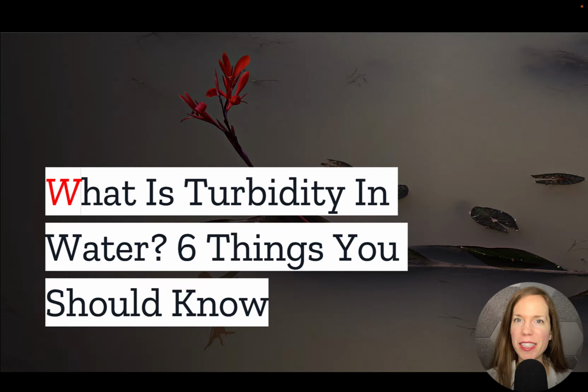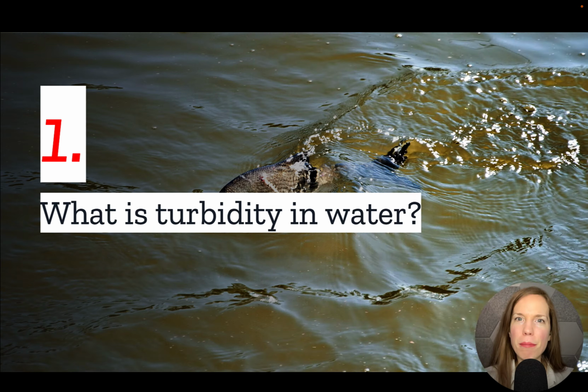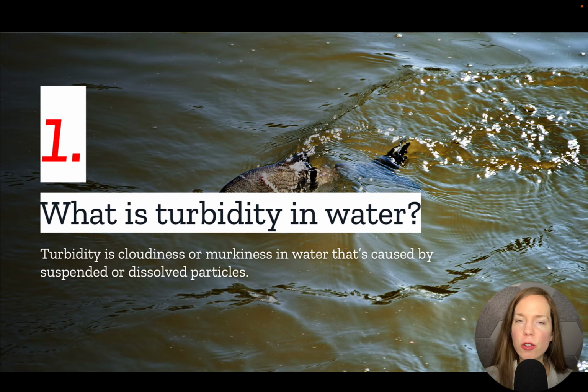Wondering why you have turbid tap, well, or pond water? Well, in today's video, we have the top things you should know. Number 1. What is turbidity in water? In short, turbidity is cloudiness or murkiness that's caused by suspended solids or dissolved particles.